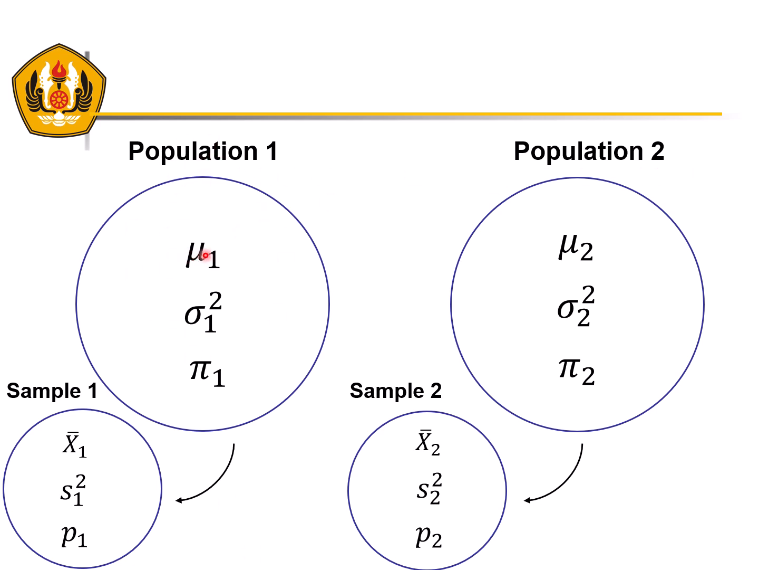Each population has parameters. We call mu1 the mean parameter, sigma squared 1 the variance parameter, and pi 1 the proportion parameter for population 1. On the other hand, we also have mu2 as the mean for population 2, sigma squared 2 as the variance for population 2, and pi 2 as the proportion for population 2.